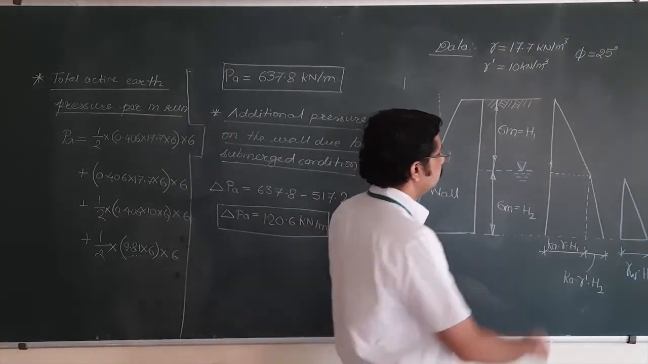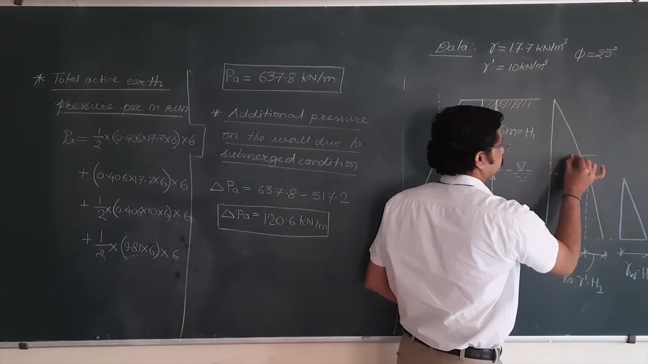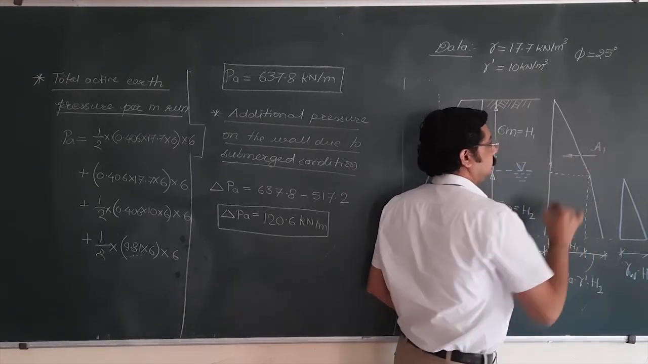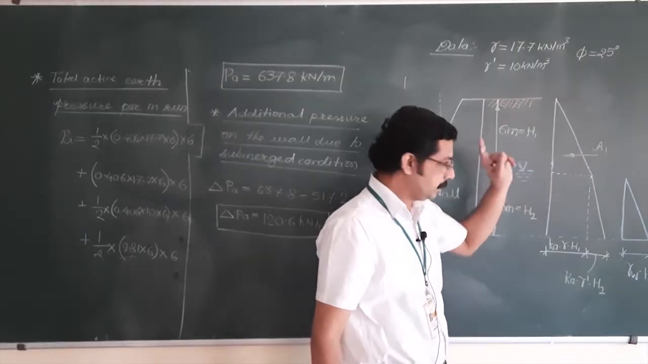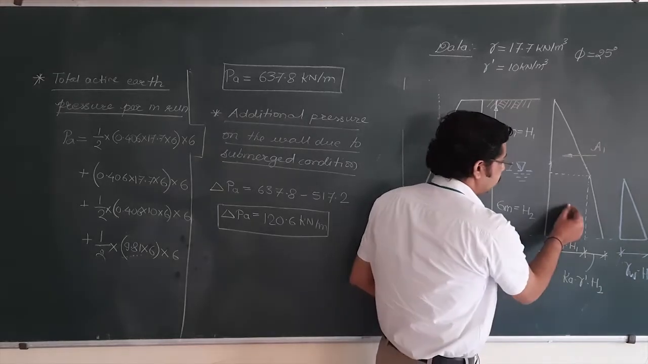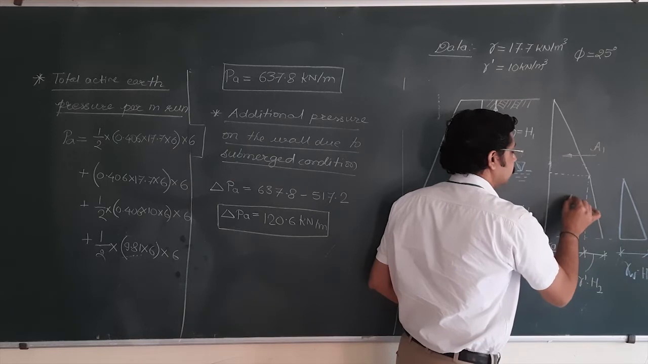We have to show the forces. Consider this first triangle. So its resultant will be acting here. Okay, let us call this as A1, area 1. Area 1 will be half base into height. Similarly, this is a rectangle. This is its center. So A2 will be acting here.